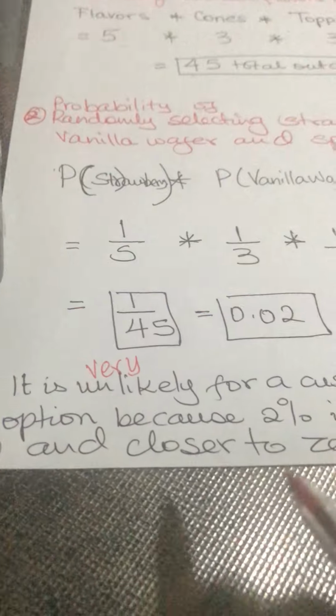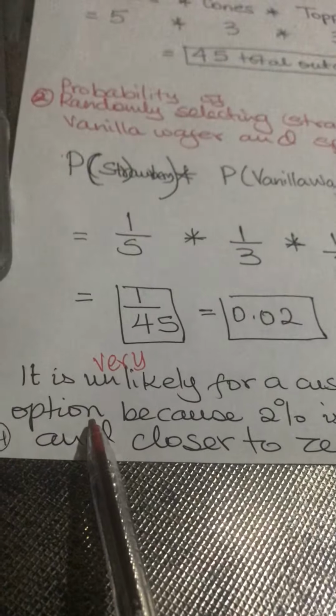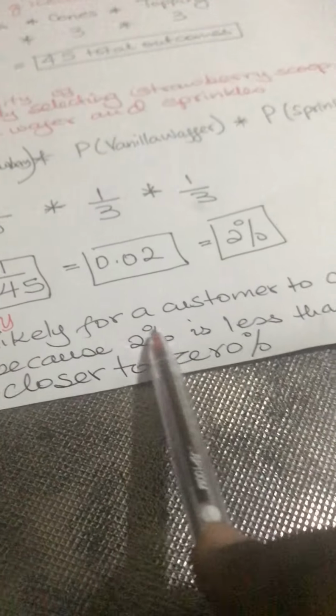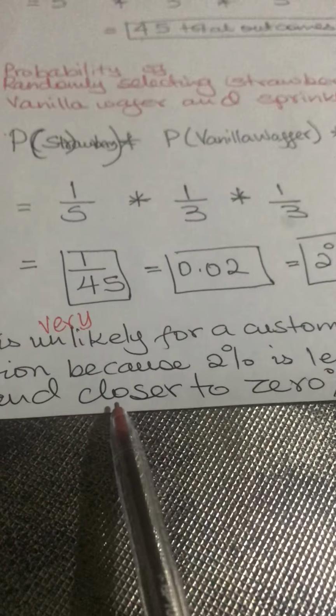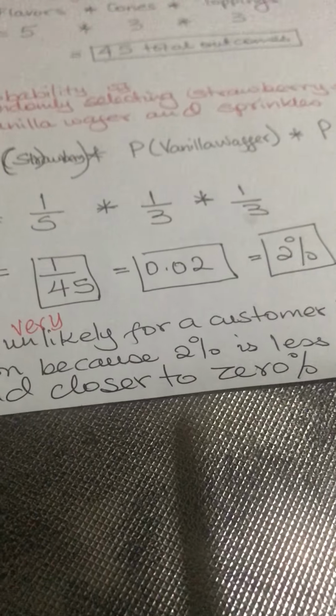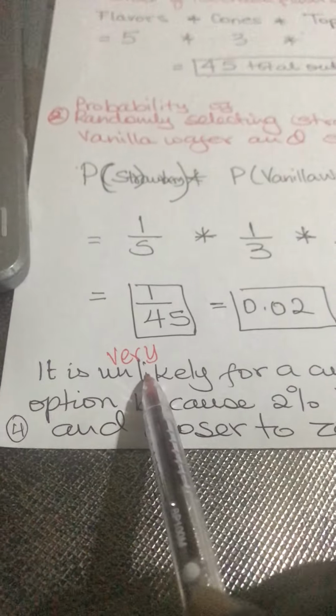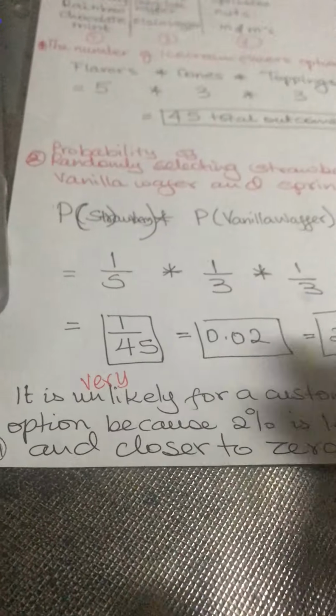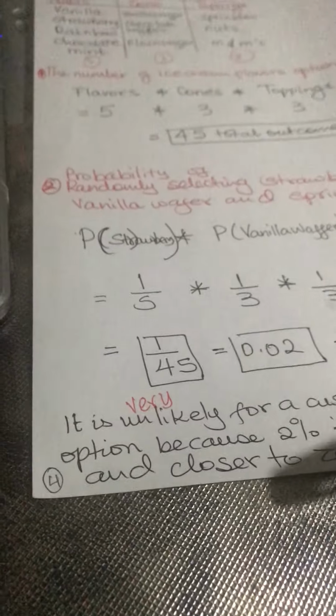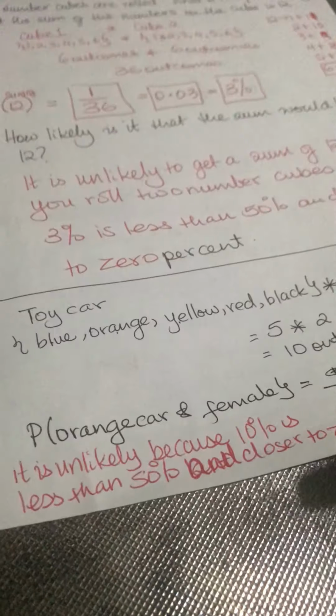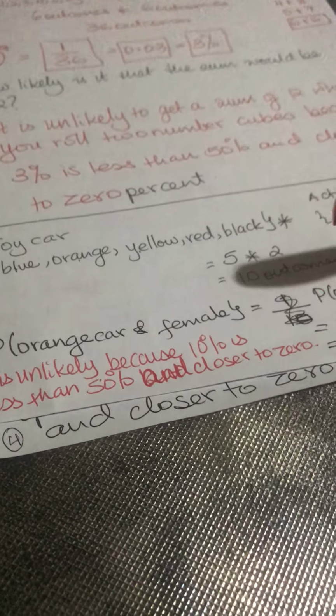It's very unlikely for a customer to choose this option because 2% is less than 50% and it is closer to 0. That is why I said very unlikely, because it's way closer to 0. Okay? Now, let us do example B.